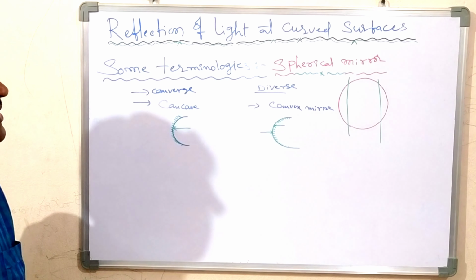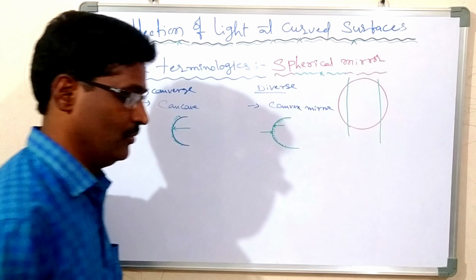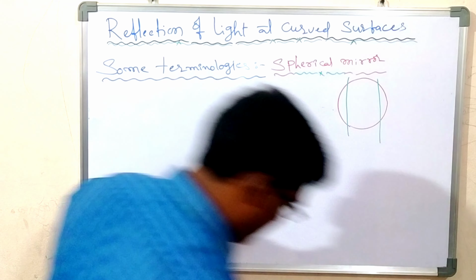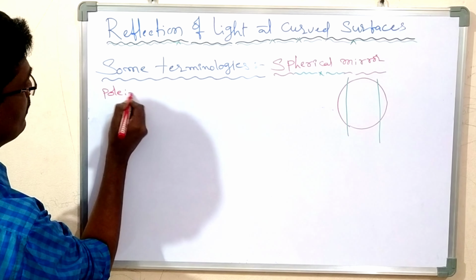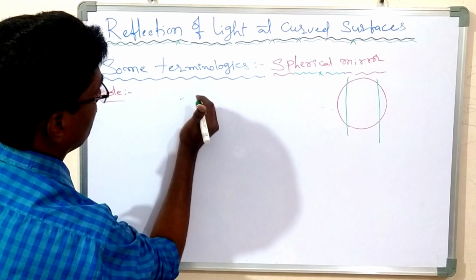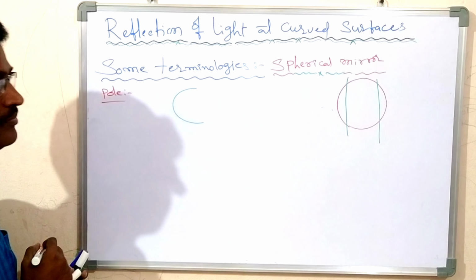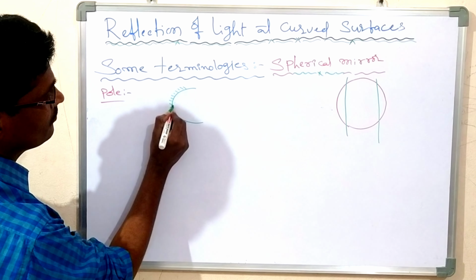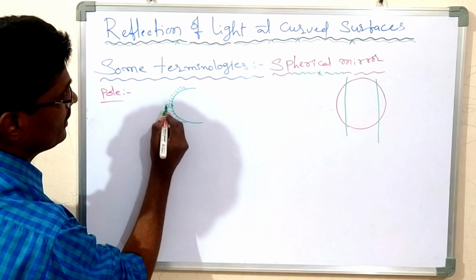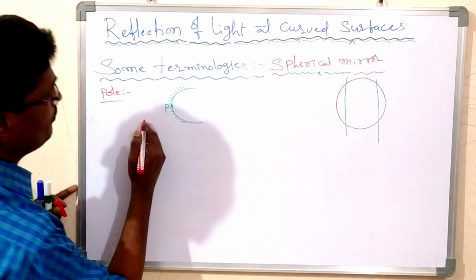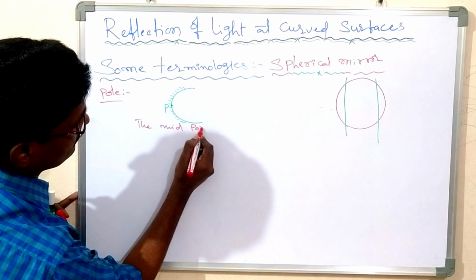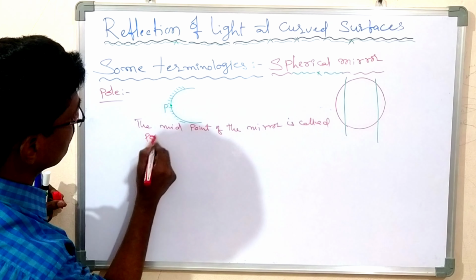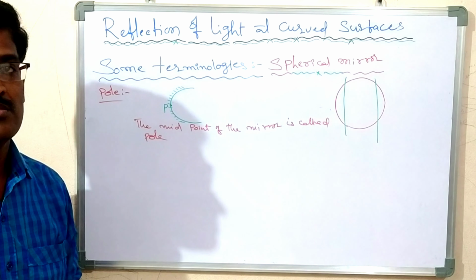Now we are going to learn some terminologies in a spherical mirror. What are the terminologies? The first terminology is pole. What is pole? It is a concave mirror. The midpoint of this mirror, here the midpoint is there, we can call it P. Simply, the midpoint of the mirror is called the pole.